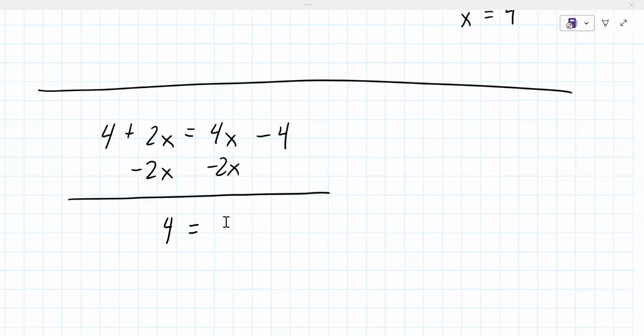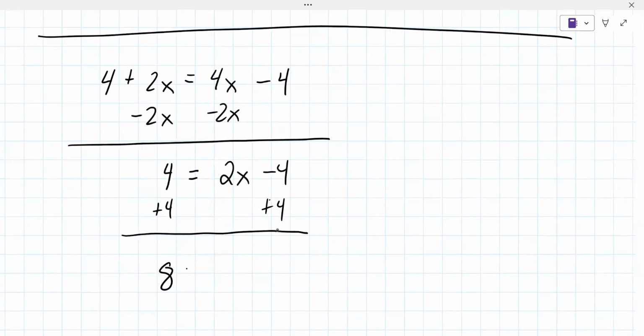2x minus 4. Good. And then you have to decide here, do you undo multiplication by 2 because you're looking at the side with the variable, or the subtraction by 4? And you would add 4? Yes, you'd add 4. I just couldn't remember if you had to combine any like terms beforehand or anything.